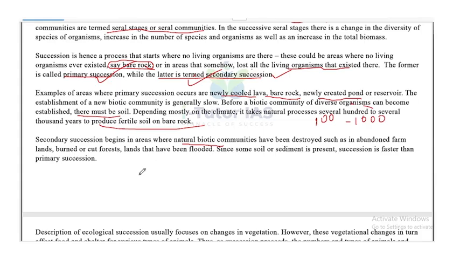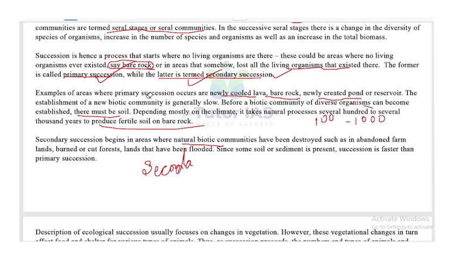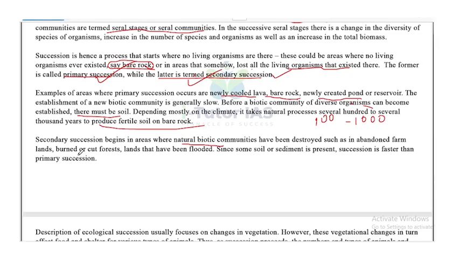So always remember, secondary succession is always faster than primary. Secondary is always faster than primary.